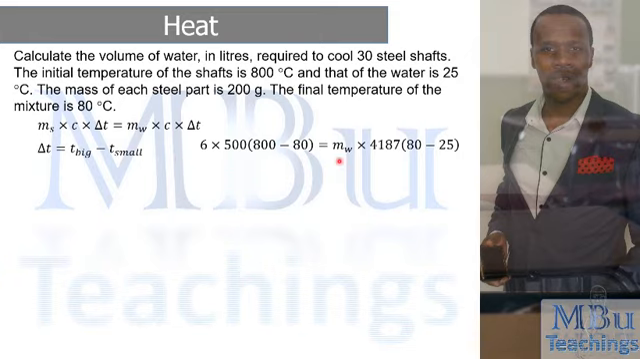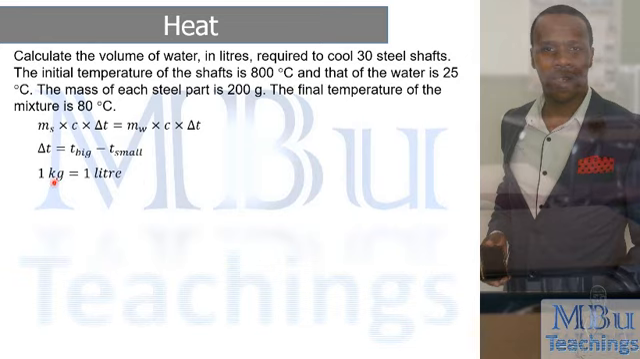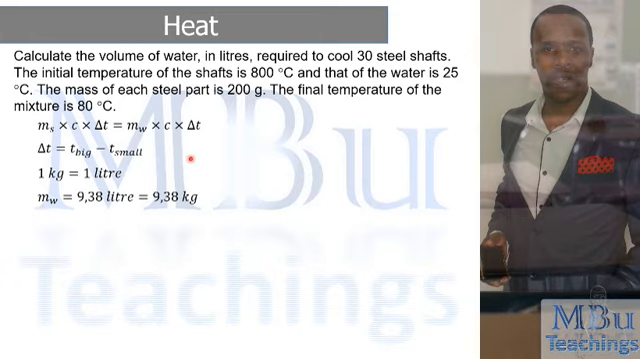But remember, the answer that we get here will be in kg, so we need to change it to liters. So 9,38 kg is equal to 9,38 liters. That is the mass of water, or the volume of water. So that's what we were asked to do, to calculate the volume of water. This is the volume of water because it is in liters.